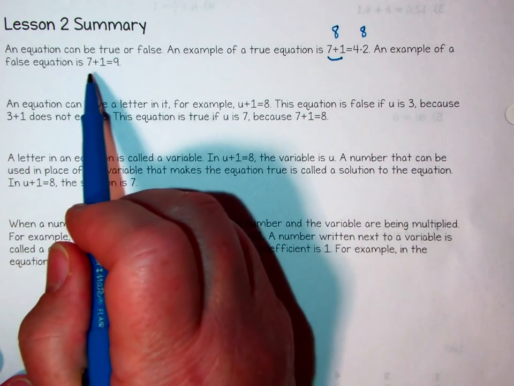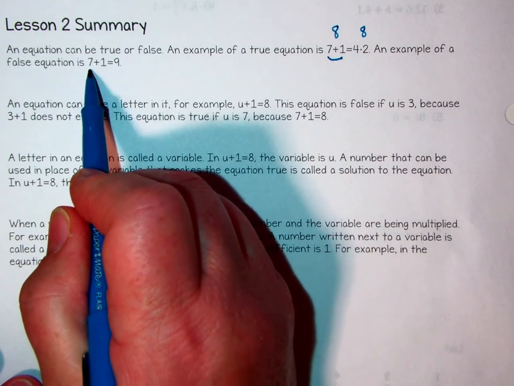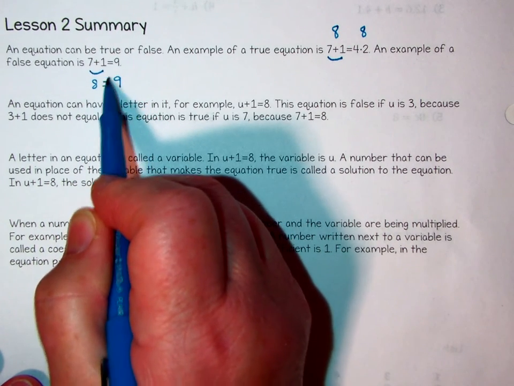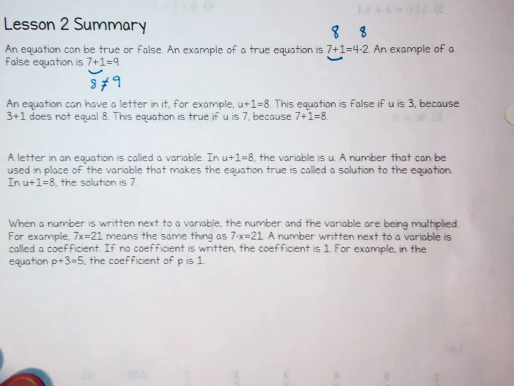An example of a false equation is 7 plus 1 equals 9. 7 plus 1 is 8. 9 is 9, and they do not have the same value. So that's a false equation.